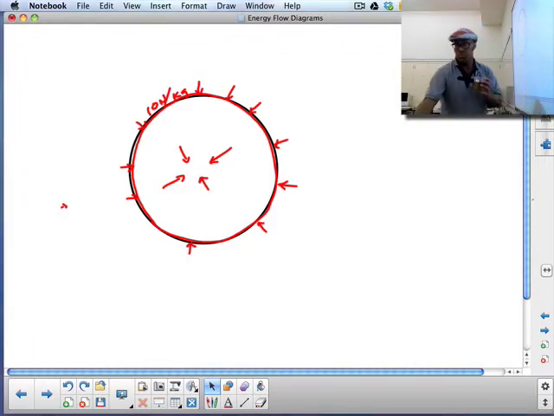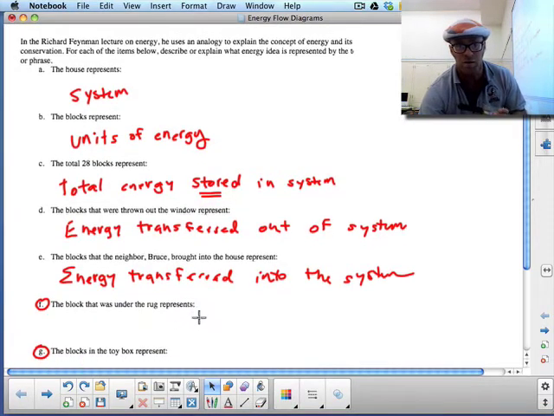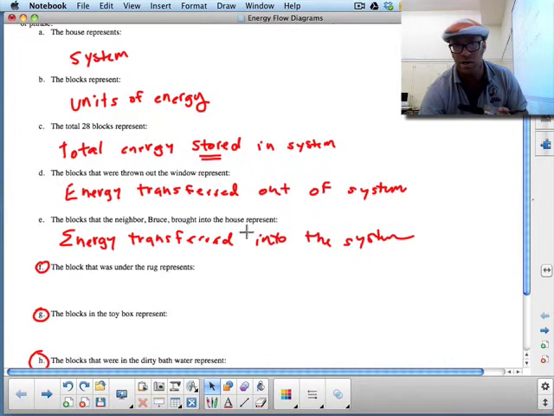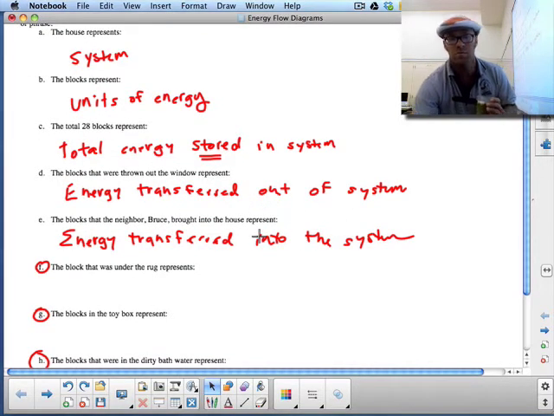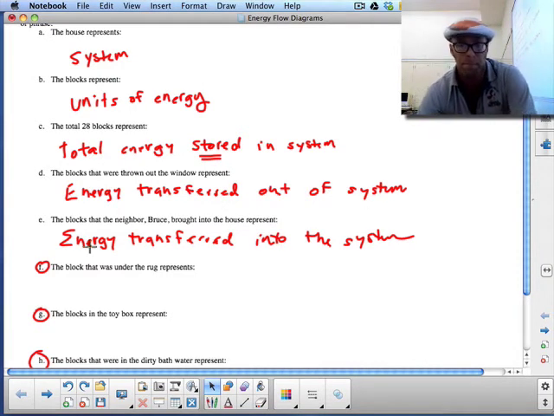You know the example of the block being thrown out. That's energy going out of your system. There's energy going into your system. So first, why don't I go straight to an example? I think that'll help you the most.